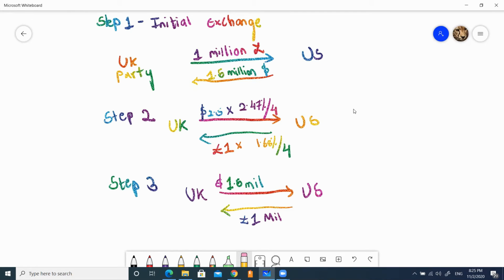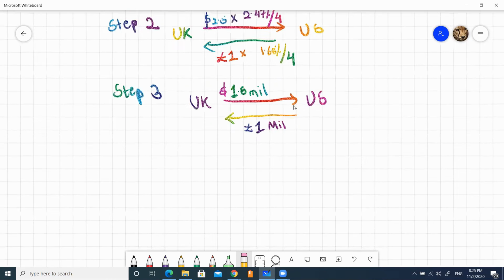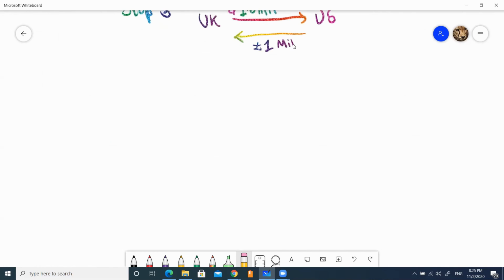And then in the last step, they exchange the amounts that they initially borrowed to end the swap, and this step happens after the maturity of the swap is over. Now let's move on with the question and take the next part of the question.